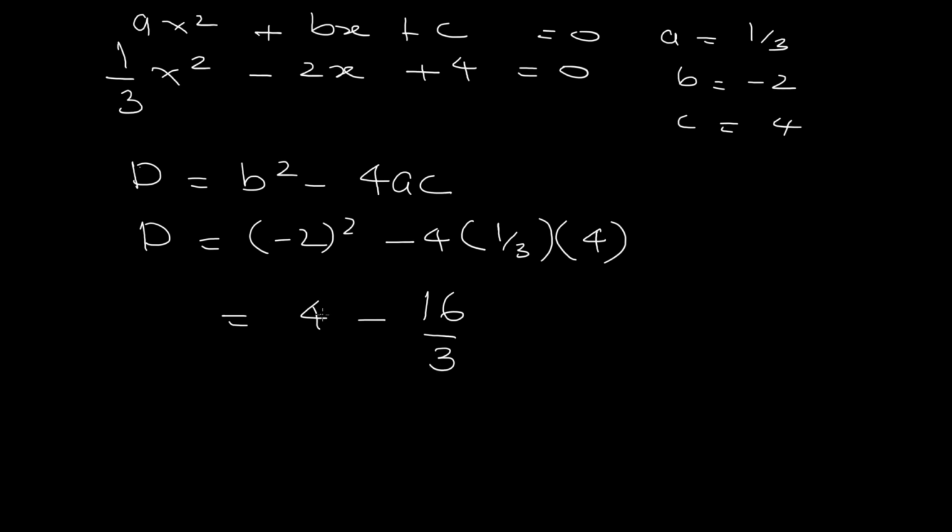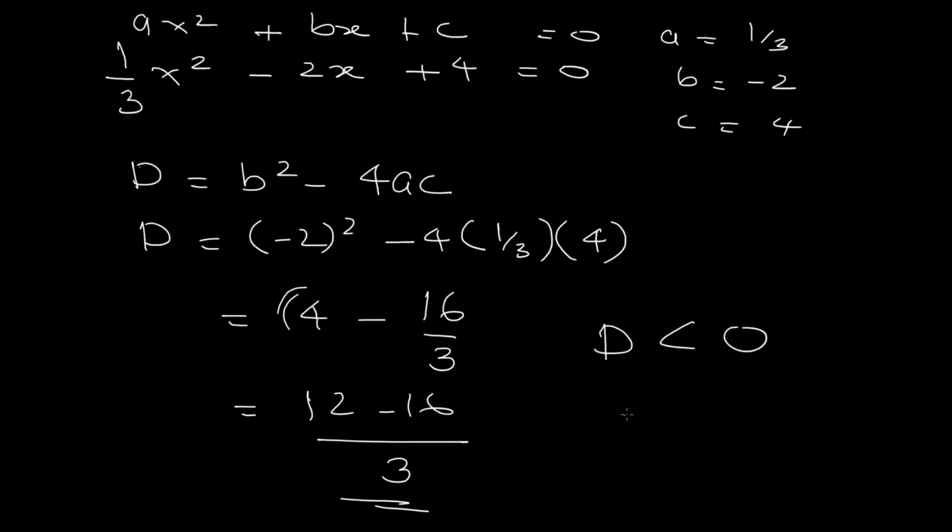Now 16 over 4 is 4. 16 over 3 is going to be greater than 4, right? Because this will give you something like 12 minus 16 over 3. So you know that D in this case, you don't even need to finish calculating this. You already know that D is going to be less than 0. So you have what? No real solutions. Okay.